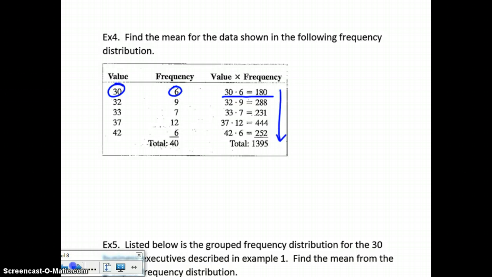Then they added all of those totals, and they got 1,395. So the mean for that, I'm going to take 1,395 and divide by 40, and you should get 34.875.